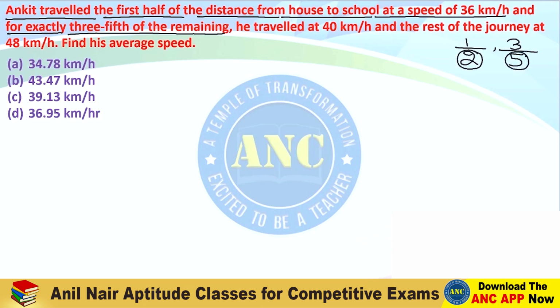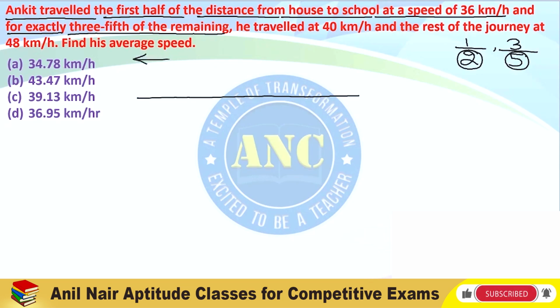There is a denominator 5 which I should cancel out. I will assume the distance as the LCM of 2 and 5. I will assume the distance as 10, right? LCM of 2 and 5 is 10. So, total distance from home to school, I am assuming it as 10 kilometers.